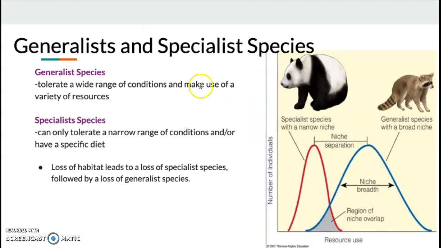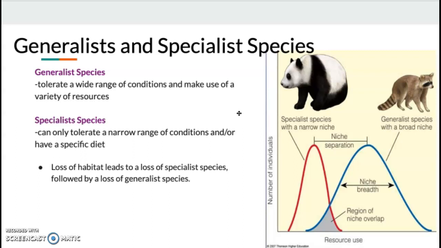Generalist and specialist species have different ranges of tolerance. Usually a generalist species can tolerate a wider range of conditions, and they can use a wider variety of resources. So they might be able to eat 3 different types of seed versus 1 specific type of seed. Specialist species can only tolerate a narrow range of conditions, or they have a very specific diet.